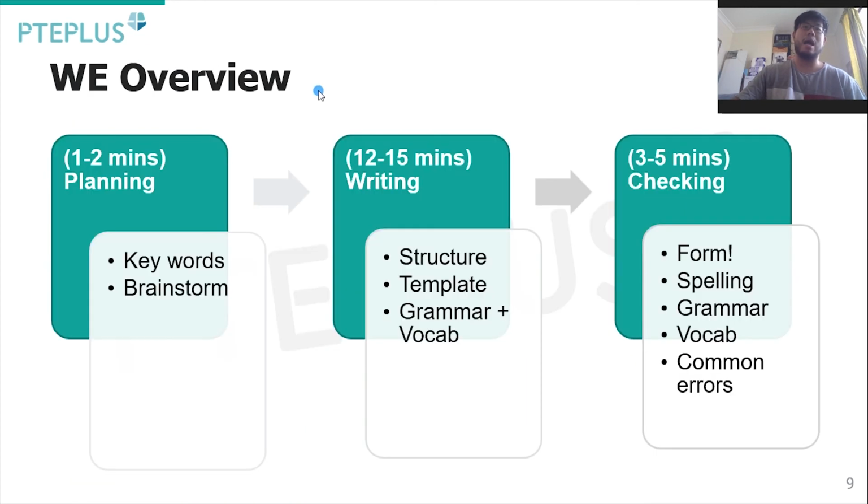So the overview for how we should allocate our time goes a little bit like this. We want 1 to 2 minutes of planning, and in the planning phase, we want to think about keywords as well as brainstorm. And then in terms of the writing phase, that goes on for 15 to 12 minutes, and that's the longest part, obviously. In terms of the writing phase, we need to look at the structure, the template, as well as use of grammar and vocabulary. And finally, we move on to the 3 to 5 minutes for checking. Here, it's important for us to have the correct form, which is 200 to 300 words, spelling, check our grammar, vocabulary, as well as for common errors.